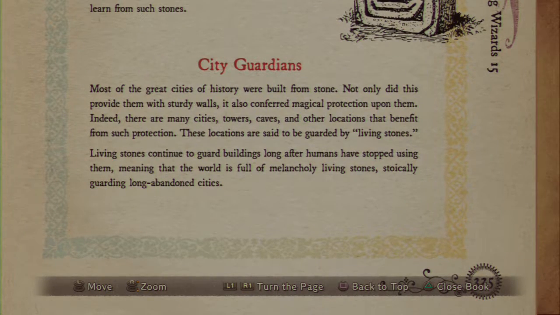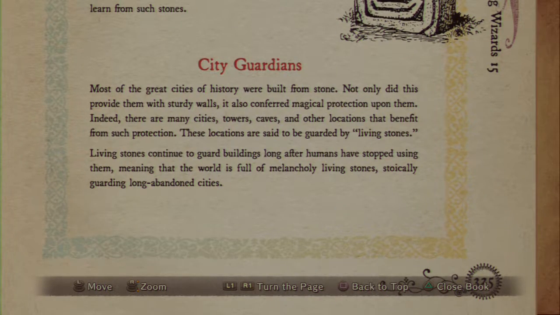Now, we have City Guardians. Most of the great cities of history were built from stone. Not only did this provide them with sturdy walls, but it also conferred magical protection upon them. Indeed, there are many cities, towers, caves, and other locations that benefit from such protection. These locations are said to be guarded by living stones.